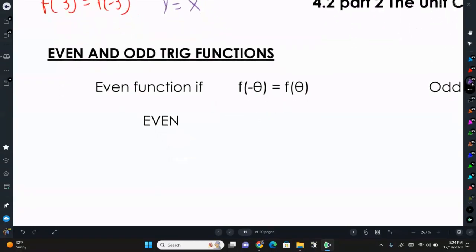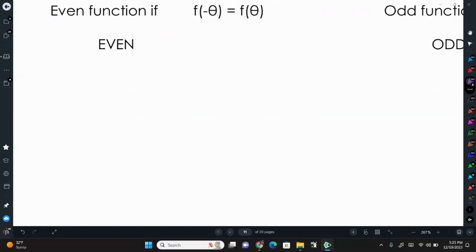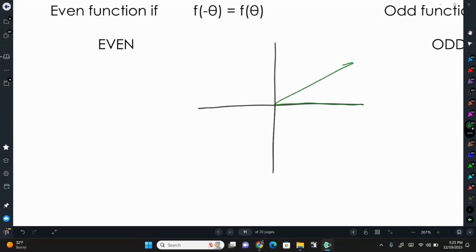So for our trig functions, what we're looking at is, if I substitute in an angle, do I still get the same value if I substitute in the negative angle of that? And remember, negative angles go in a clockwise direction. So if I have my coordinate plane and I have the angle here of pi over 3, we'll say theta is pi over 3, and then our negative angle, theta is negative pi over 3.